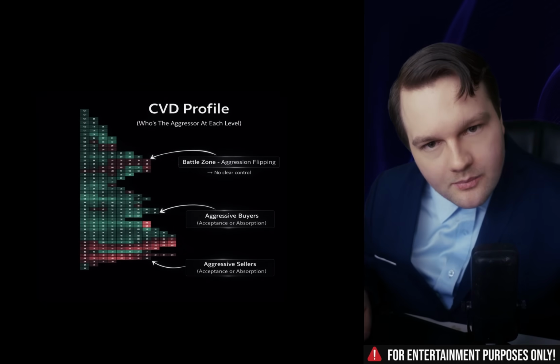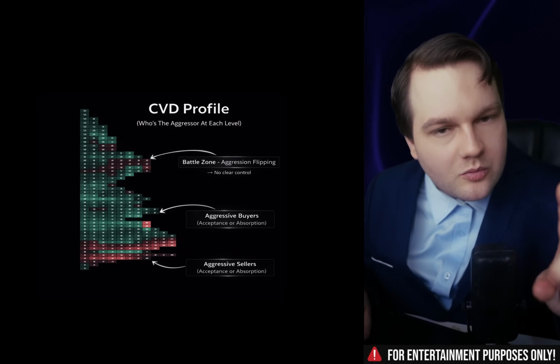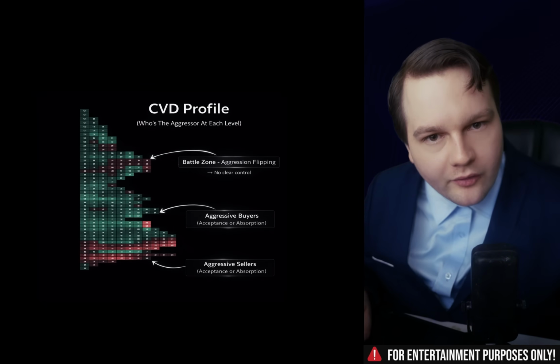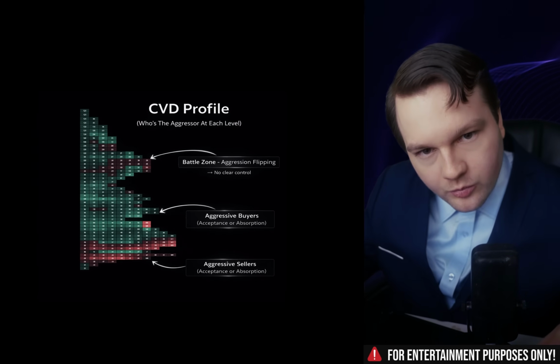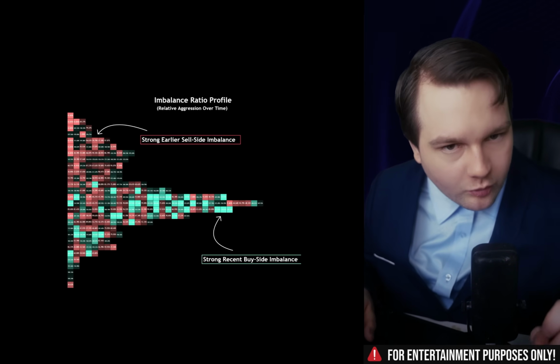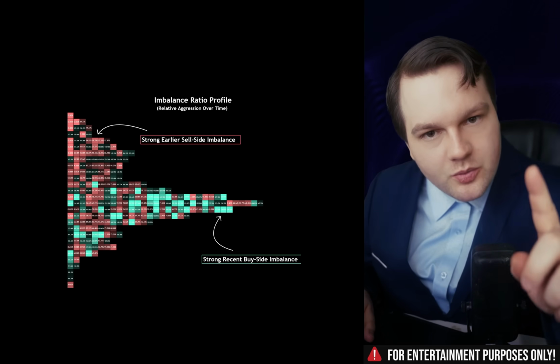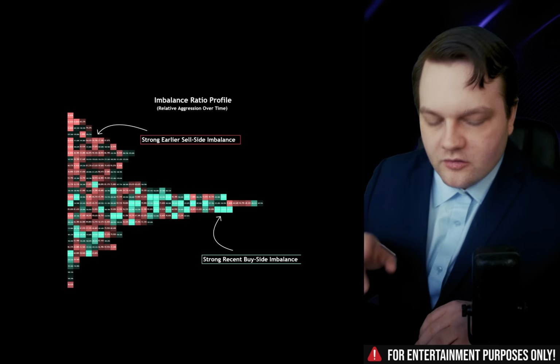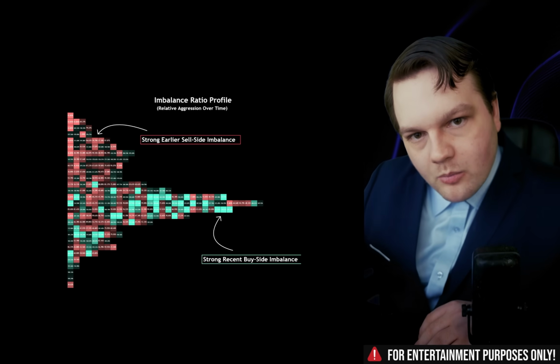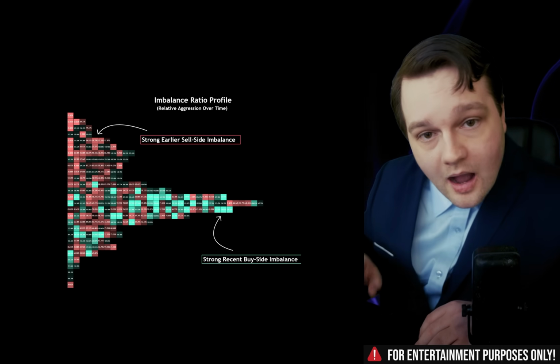The CVD model shows us cumulative volume delta at each price level throughout the session. This is the model we use to see who's more aggressive over time. The second model, the imbalance ratio, shows the imbalance between aggressive buys and sells at each level over time. So you can measure exactly what side was dominant in the moment.